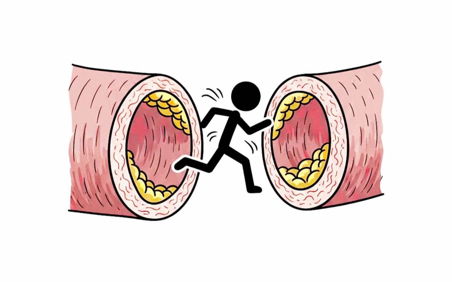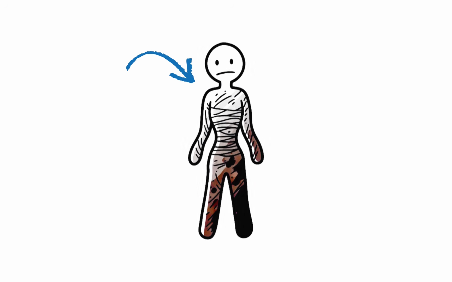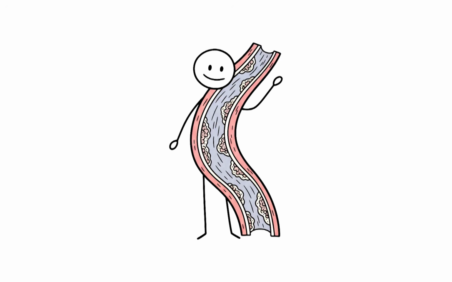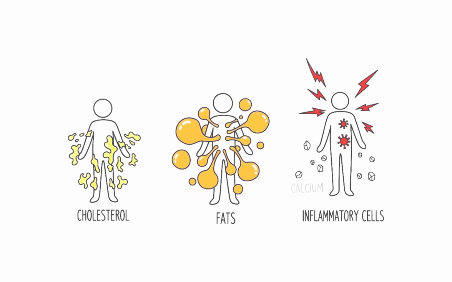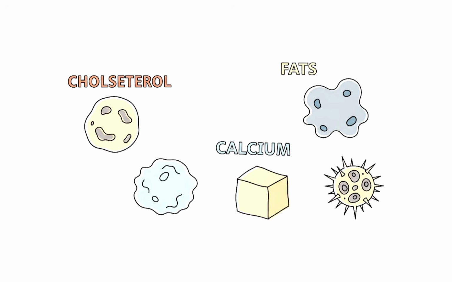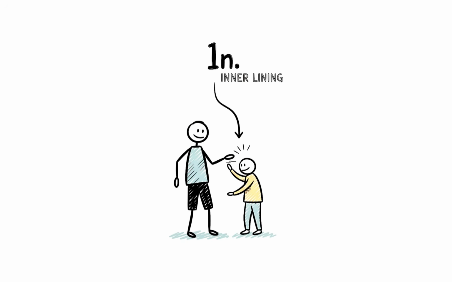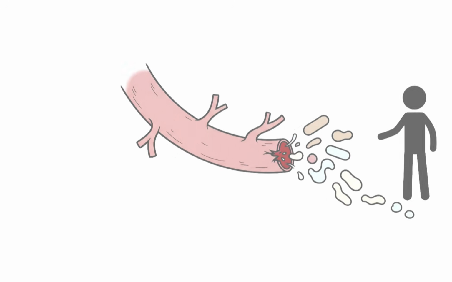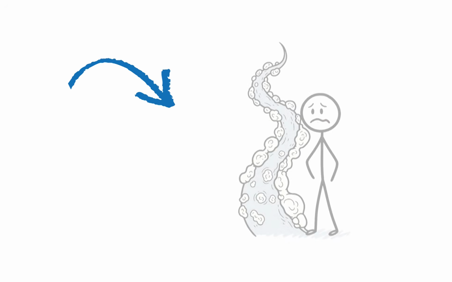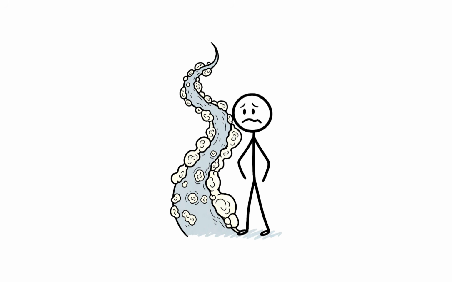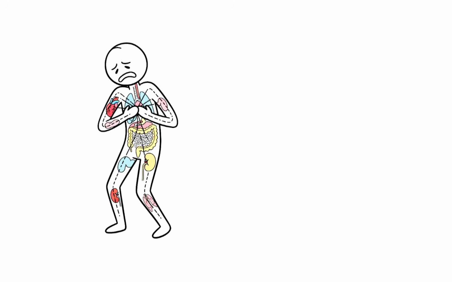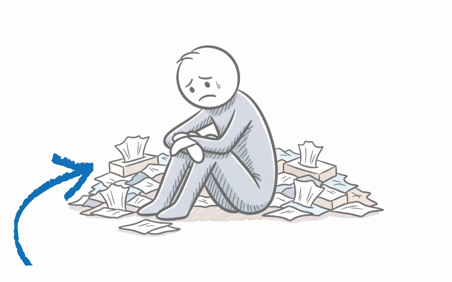Atherosclerosis is a disease in which arteries become narrowed and hardened due to the buildup of fatty deposits along their inner walls. These deposits, called plaques, are made up of cholesterol, fats, calcium, and inflammatory cells. The process begins when the inner lining of an artery becomes damaged, allowing these substances to accumulate over time. As plaques grow, they reduce the amount of space available for blood to flow through the artery. This restricts oxygen and nutrient delivery to organs and tissues.